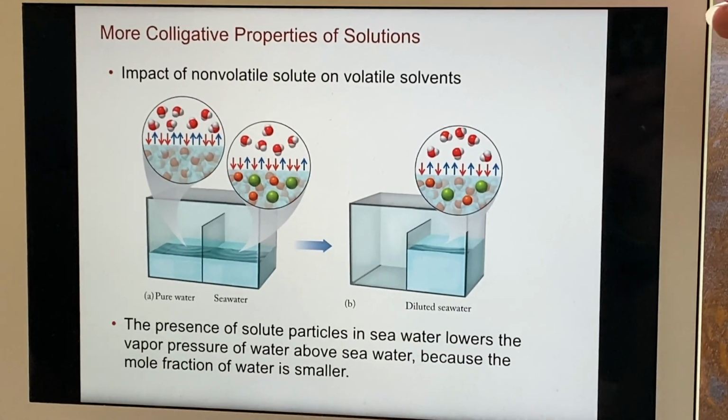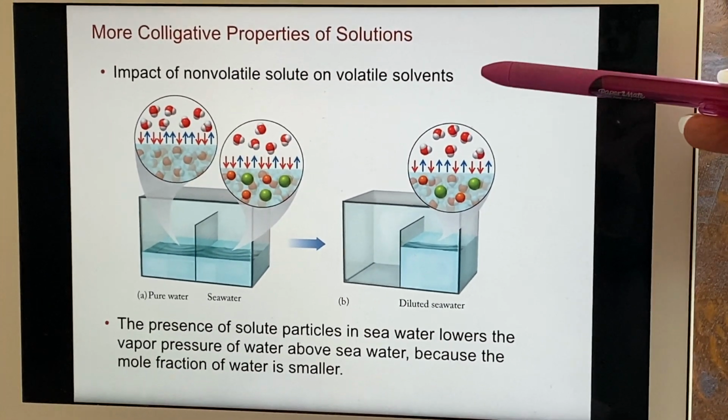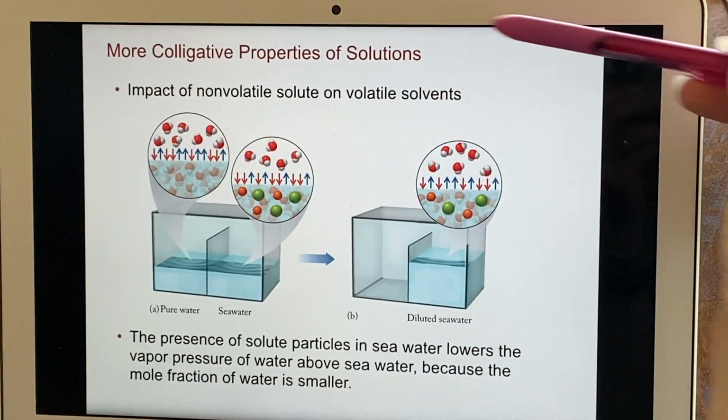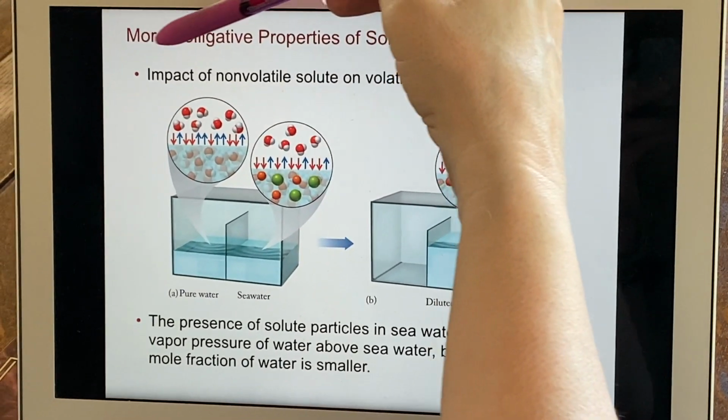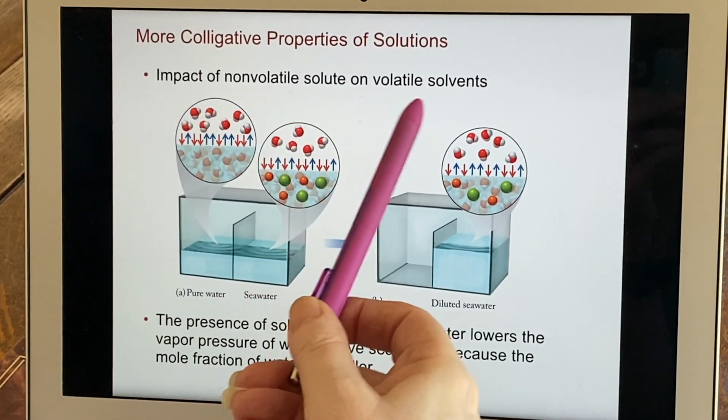More colligative properties of solutions, because the whole chapter's about that, right? We were talking about a solution that was made of 2 or more volatile elements. Now let's talk about what happens if you put something that's non-volatile into a volatile solvent.